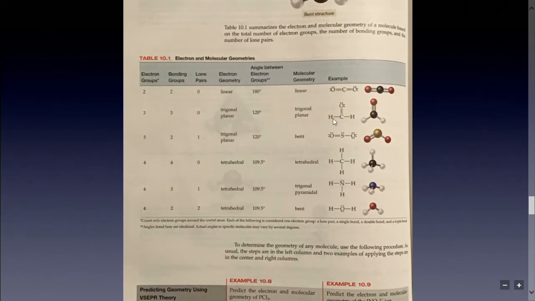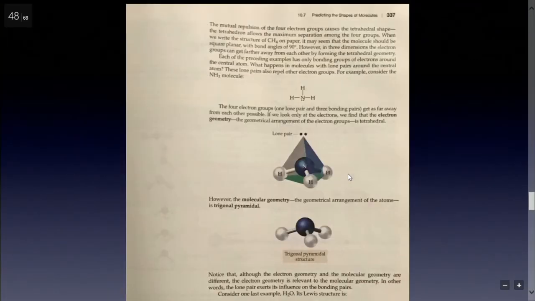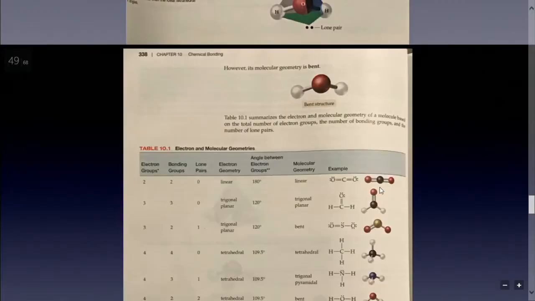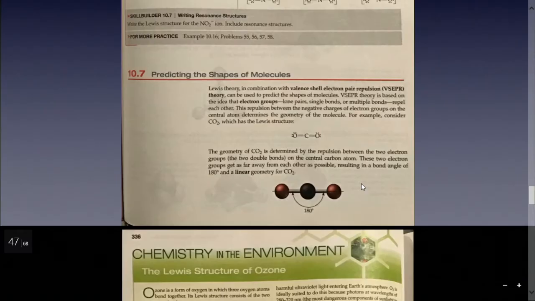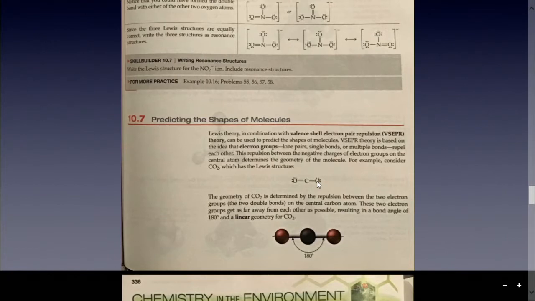And so how do you get these different shapes? Well, again, the linear is real easy. That's just when you have a 180-degree bond angle, when you have two electron groups around the central atom, or two bonding groups, and you have no lone pairs anywhere. Remember, there were no lone pairs on that molecule of CO2. You didn't see any lone pairs on the carbon, right?